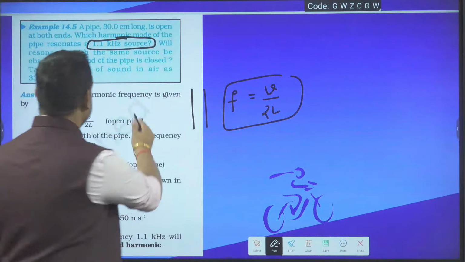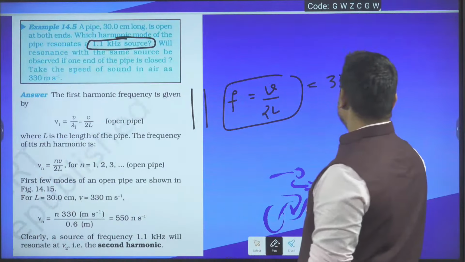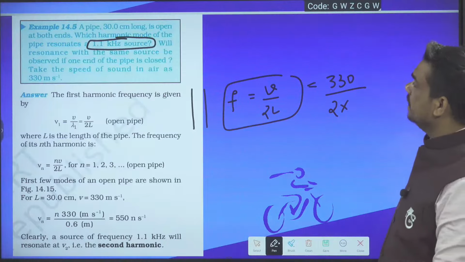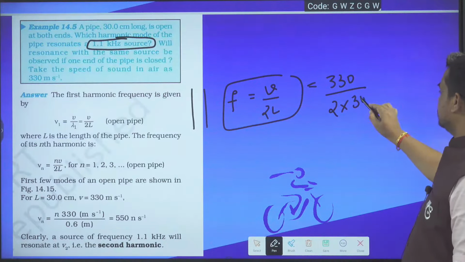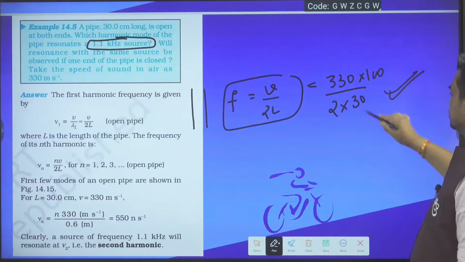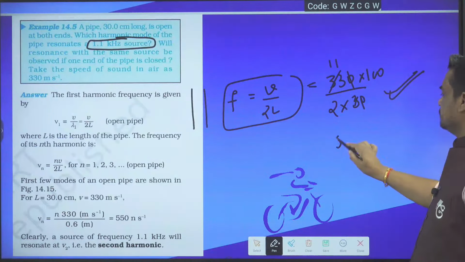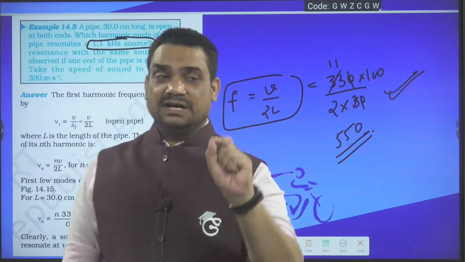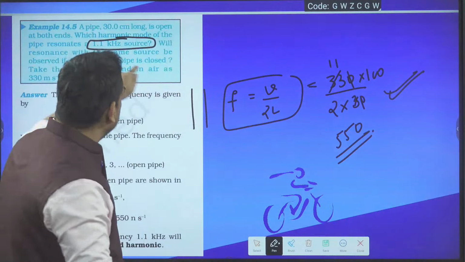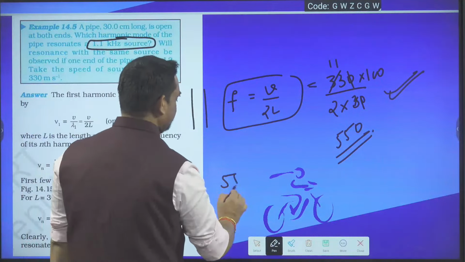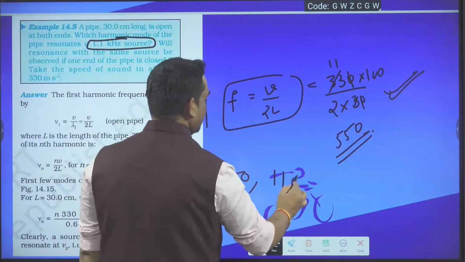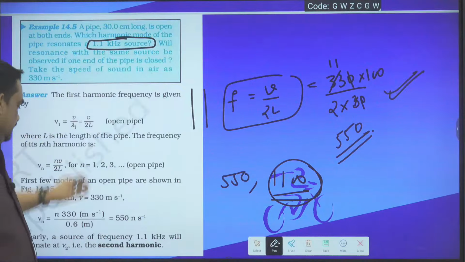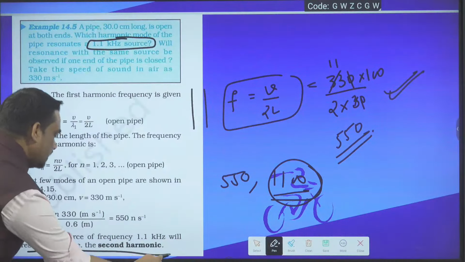V in this case is given, that is 330. We can say 330 divided by 2, and length in this case is 30 centimeters, so 30 by 100. You will calculate this, and it becomes 550. 550 is the fundamental, and they're asking about 1.1 kilohertz. One is 550, next will be 2 times of this, which is 1100. So 1100 is basically the second harmonic. So we can say it will resonate with the second harmonic here.